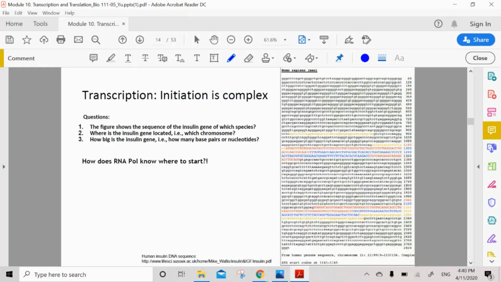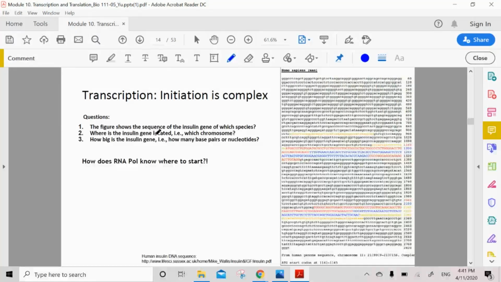So the transcription process has a beginning stage called initiation, and I mentioned that earlier. This can be very complex. So I have an example here. This is a real gene sequence data. Okay, so I have some questions, just kind of fun to do.